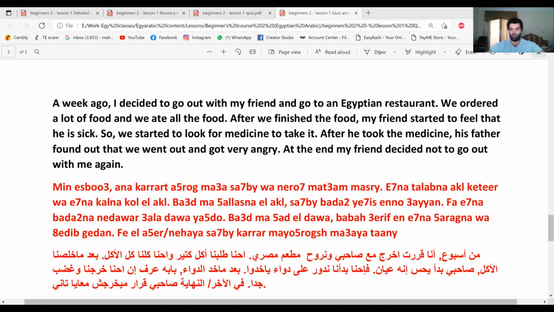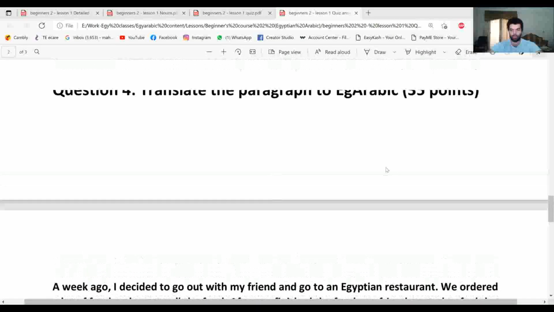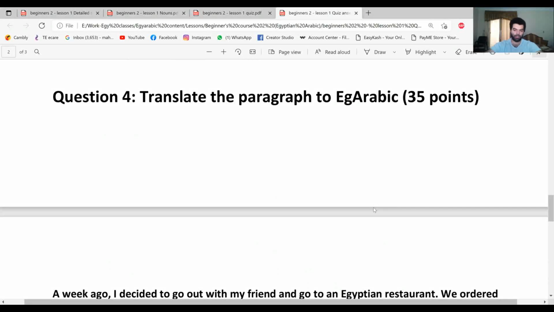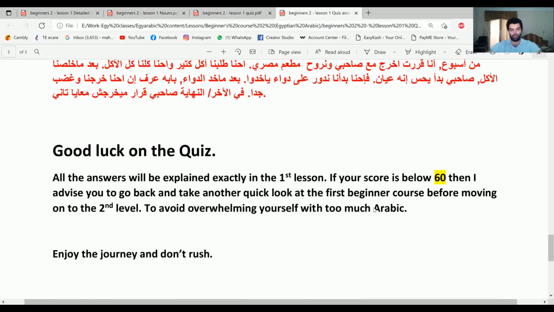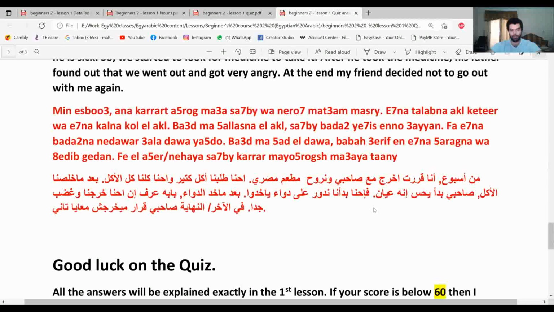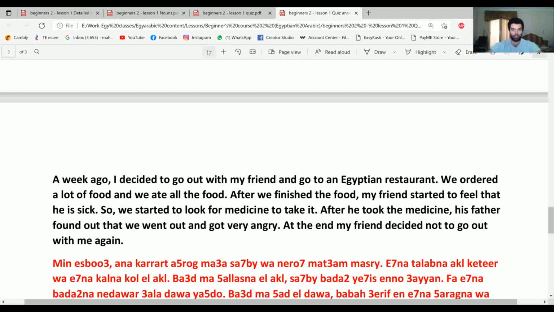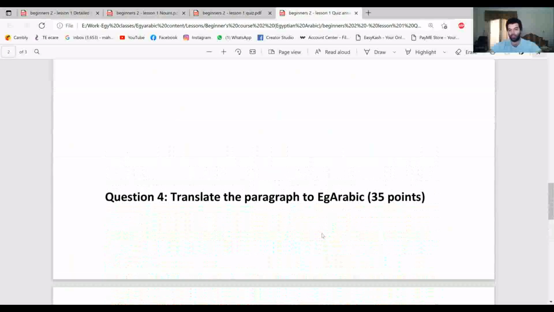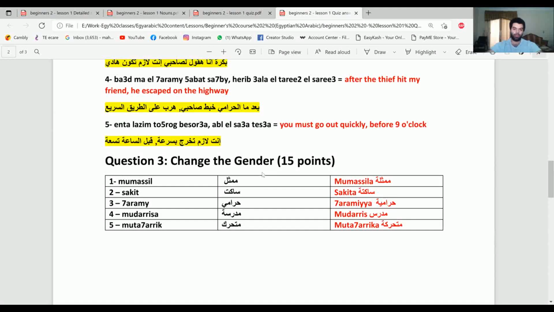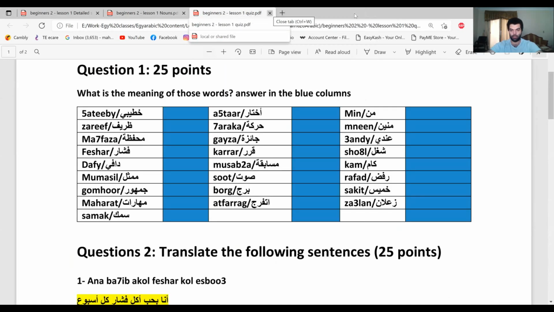Okay, so if there's something missing, you made a big mistake or something, correct yourself and give yourself a point. Here we have 35 points. Okay, and then that was it. So calculate the points and see. If you get above 60, then you should keep watching. If you didn't, then please go back and revise what you've learned in the first course.